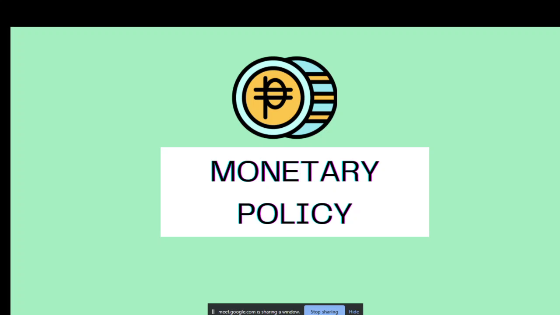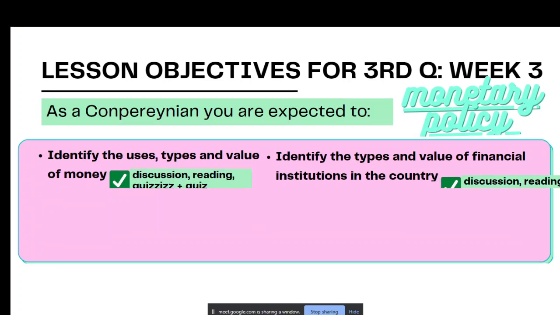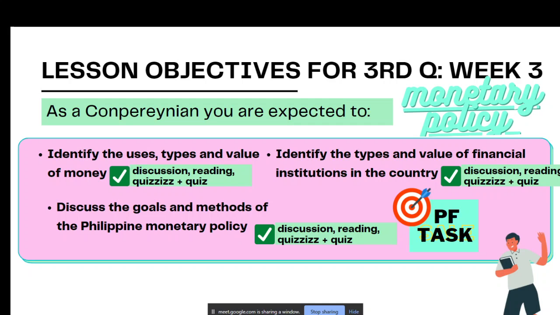Ayan. So we're going to discuss monetary policy, specifically the topic of money. Our lesson objectives for this week is to first identify the uses, types, and values of money. And we will do that through the discussion for today, reading, quizzes, plus the quiz. Reading your books, identify the types of value of financial institutions in the country. So this one, we will not have any discussion for this one. You're just gonna watch the video pala, read your book, and you could also quiz yourself through the quizzes and then the quiz. And so discussing the goals and methods of the Philippine monetary policy, you're also gonna watch video, read through your book, quizzes and quiz.